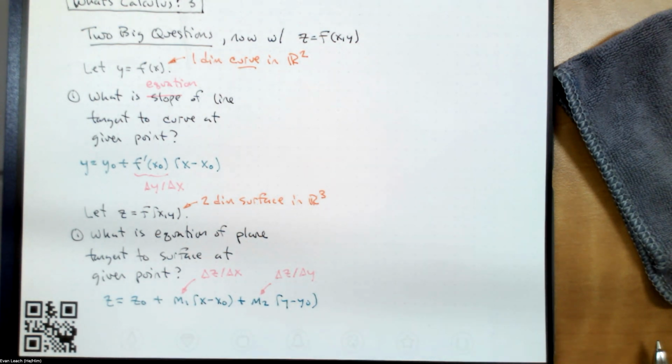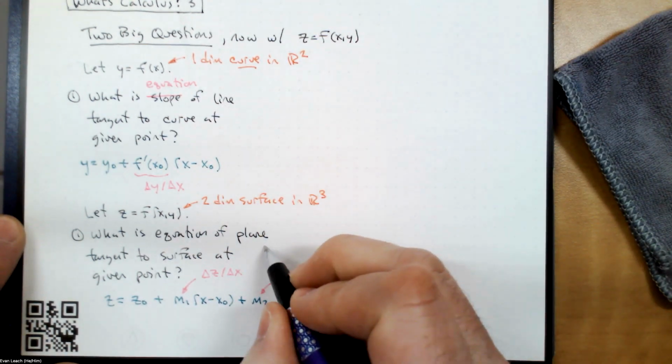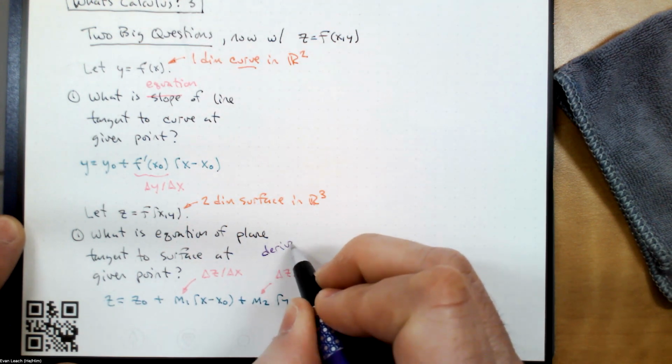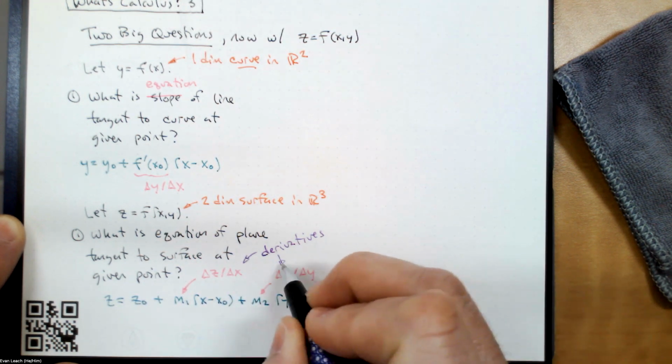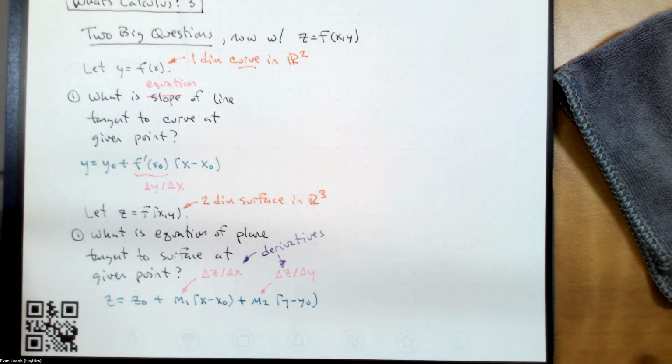Looking at the parallels between the original question and the upgraded question, the delta y over delta x was a derivative. So this delta z over delta x and the delta z over delta y are going to be derivatives. But there's two of them for one function. So these are future derivatives. Which is the same thing that we did before, because it is always the same thing that we did before.